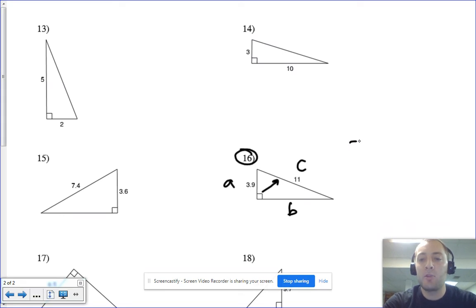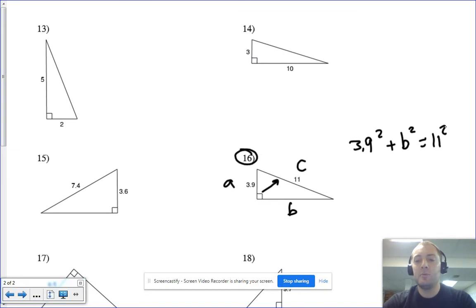A squared would be 3.9 squared plus B squared. We don't know the B. And the C squared is 11 squared. So let's simplify some things here. 3.9 squared, I don't know what that is, so I'm going to have to multiply 3.9 by 3.9 on my calculator, and I got 15.21. Plus B squared equals, I know 11 squared is 121. You could check that on a calculator as well.